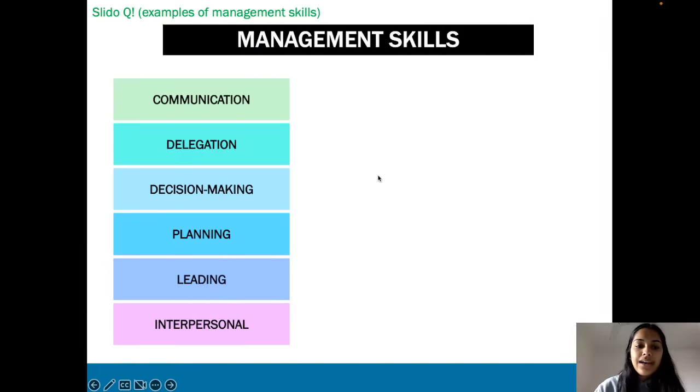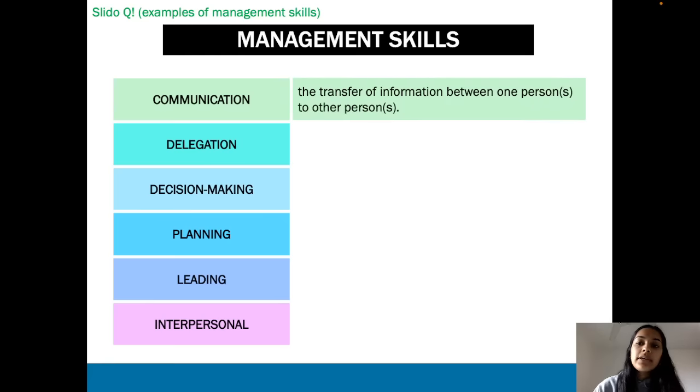So these are our 6 management skills. We have communication. Communication is really about the transfer of information from one person to another person. With communication, it's important to think about the way in which the manager is using it as a skill. It's really important that communication is articulate, concise, and clear, whether that be verbal or nonverbal communication, writing emails or letters, or speech and dialogue, so that employees understand what they're doing.